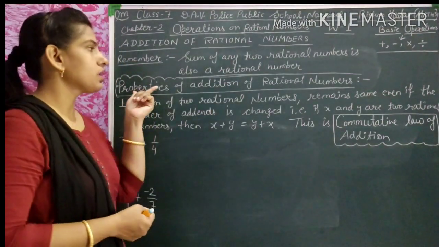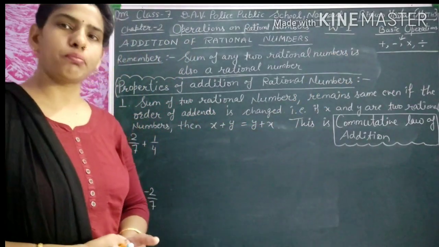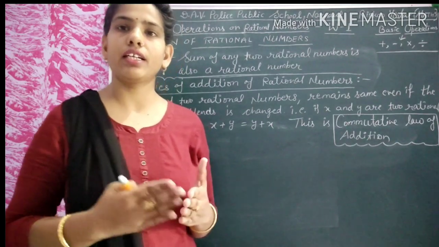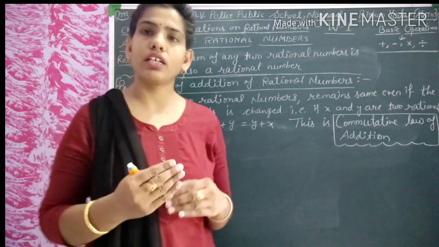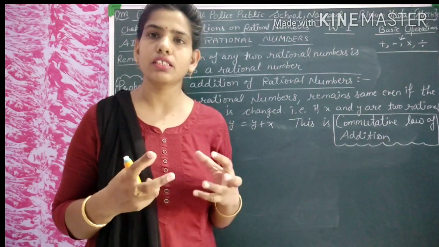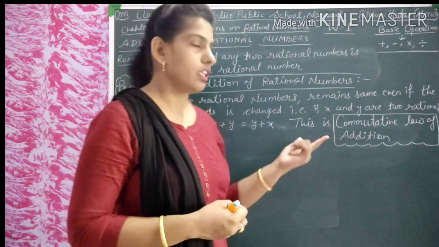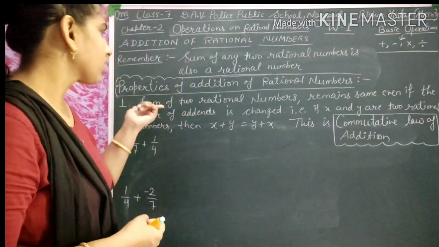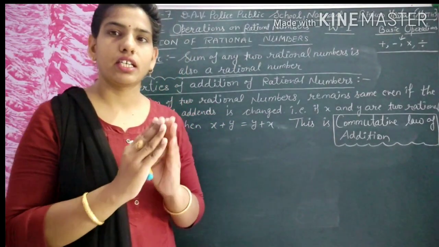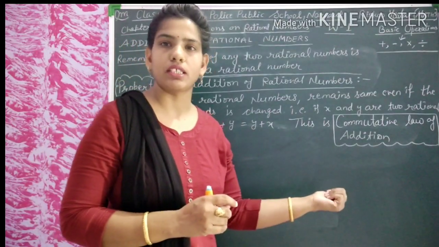Next is the properties of addition of rational numbers. If we add rational numbers, there are some properties which define the addition of rational numbers. Let's see here. Property number one: if we change the addends, then we will get the same answer.